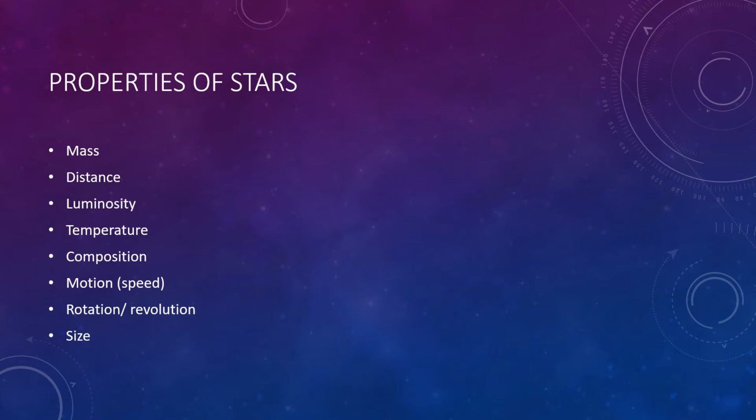If you remember this list from the last lecture, you should remember that we went over luminosity and apparent magnitude. We also talked about distance and measuring mass. Today we're going to talk more about the other properties of stars that we hadn't gone over previously. So remember, properties of stars include its mass, its distance from the observer, its luminosity, which is the output of energy, which is measured in watts, its temperature, its composition, what elements it is made up of, its speed, rotation or revolution, and the physical size of the star.